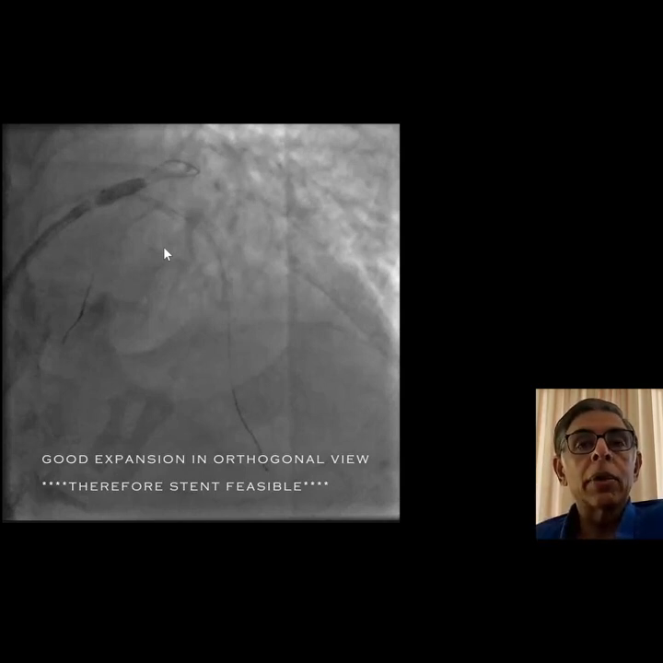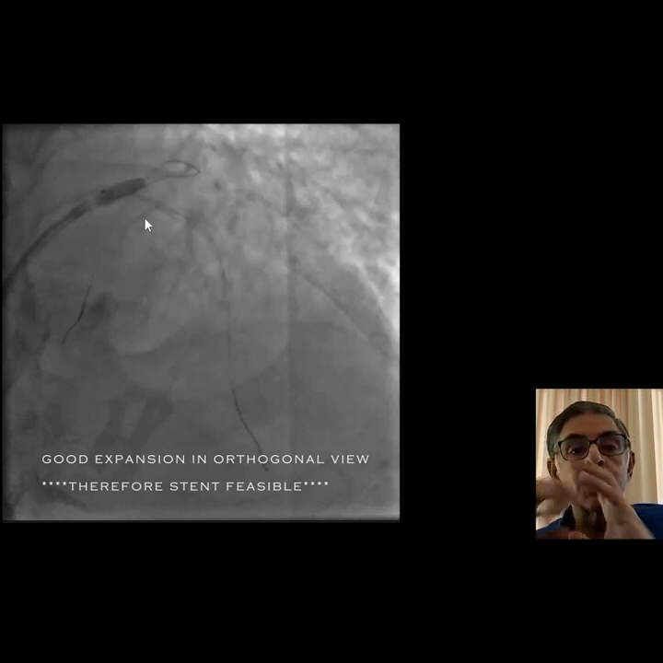And the thing to remember is that in this particular case, you will have a stent that is likely to have a good stent area, but it will be asymmetrically expanded. In other words, it will not be a nice round-shaped stent. It'll be a somewhat asymmetric D-shaped stent, which is okay as long as the stent area is good.